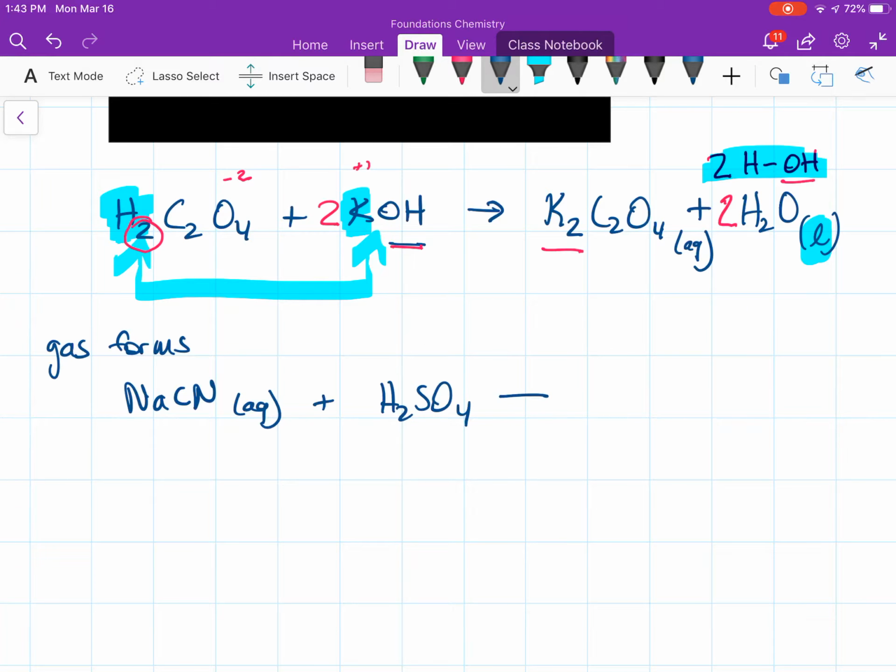Okay, so sodium cyanide reacts with sulfuric acid. This time I'm not going to highlight which ion switch. I want you to try it on your own. Pause the video, try it on your own to switch the ions and write the rest of the reaction. Okay?